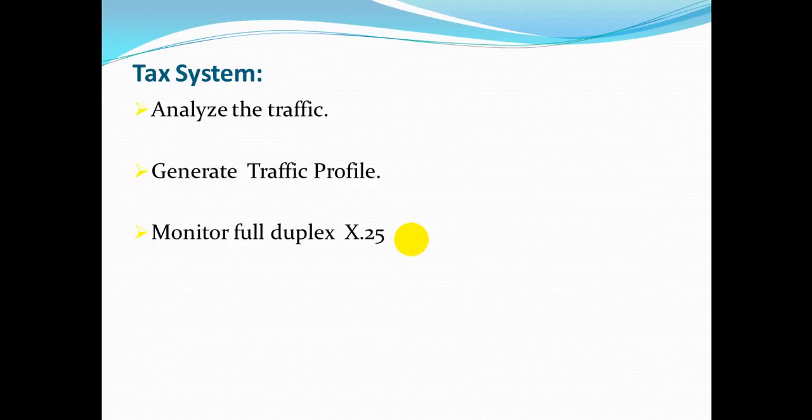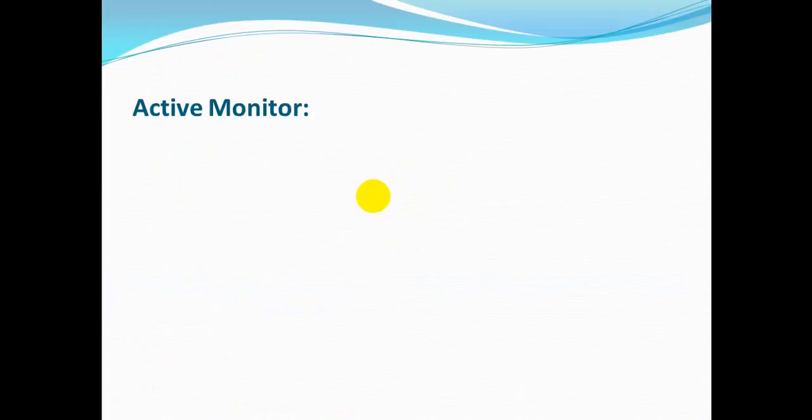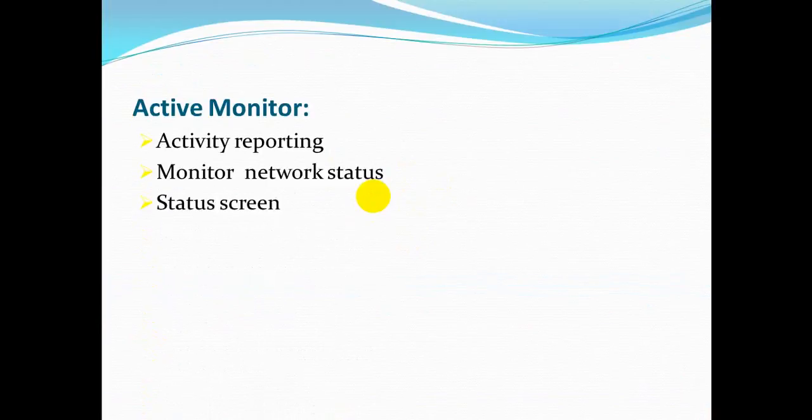And it also monitors 396 bits per second full duplex X.25 links simultaneously. The next system is Active Monitor. It is designed for monitoring network status and activity reporting. The Active Monitor displays the operational state of the network that it monitors through a status screen. It watches all the PADs, switches, and interconnected links.